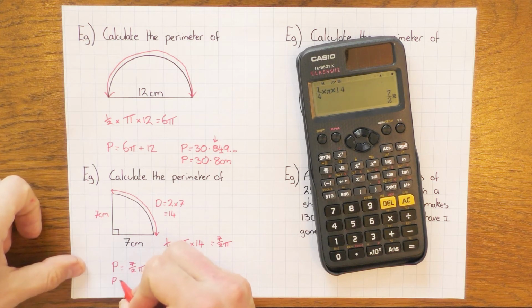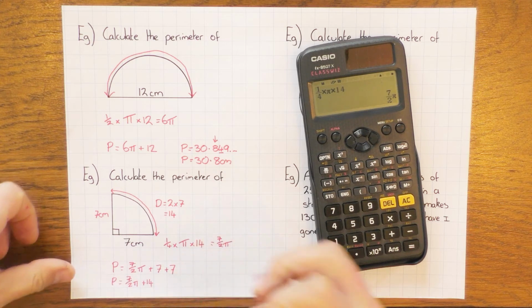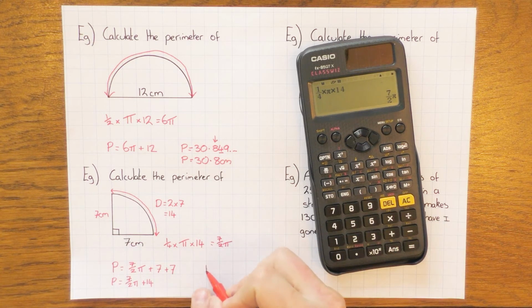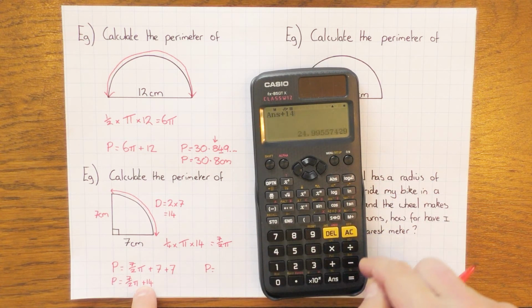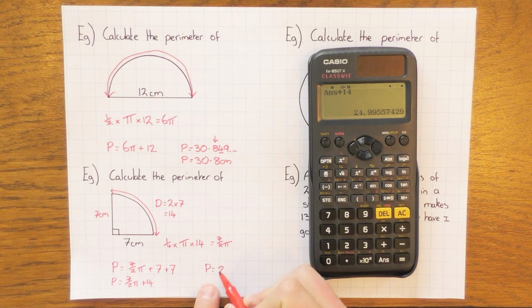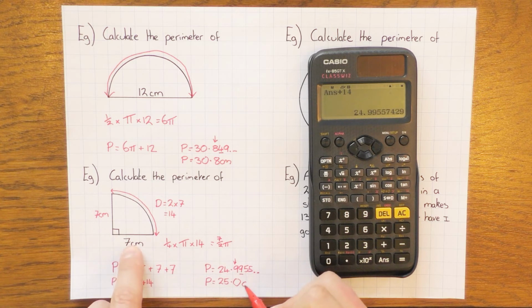In which case, in terms of pi, it will be 7 over 2 pi plus 14. And as a decimal, I already have 7 over 2 pi there, so I'm just going to add my 14 and press equals. So that gives me 24.9955, etc., etc. So to one decimal place, that 9 tells me to round up, so that 9 will become a 10, which means I carry 1 over there. So that'll be 25.0, and centimetres are the units I'm using.